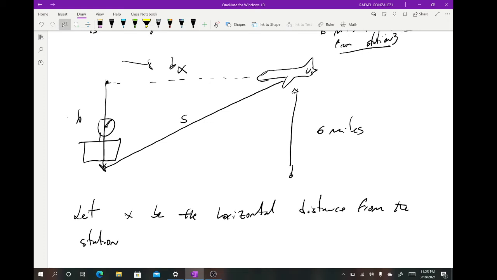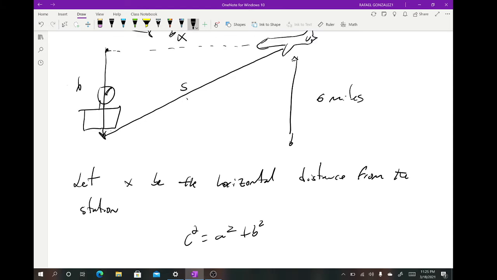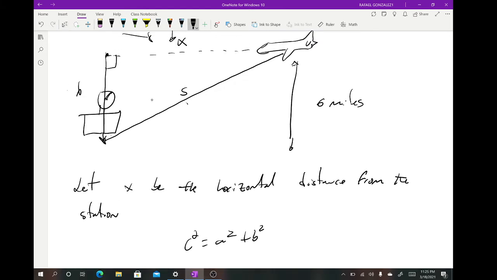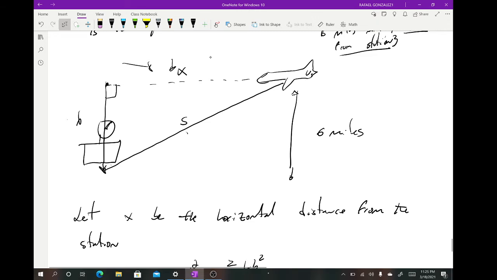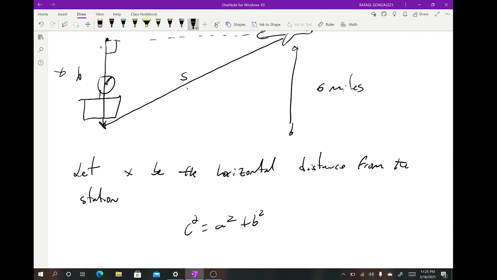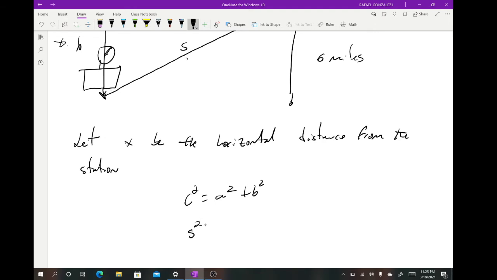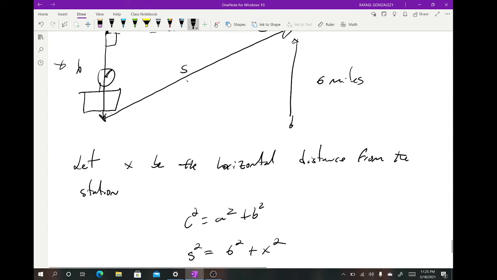If we use the Pythagorean theorem, we could actually find out what S is. So remember, the Pythagorean theorem says c squared equals a squared plus b squared. So that relates the hypotenuse of this right triangle with this adjacent side of x and this adjacent side of 6. And when I say adjacent, I mean to the 90-degree angle. So if S is the hypotenuse, then that means we have 6 squared plus x squared by the Pythagorean theorem.